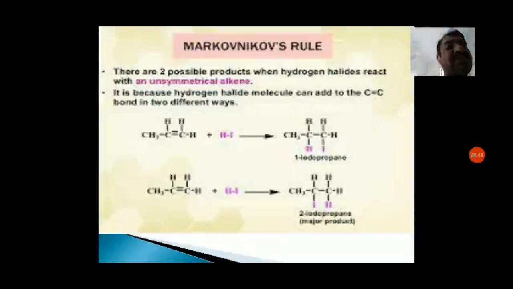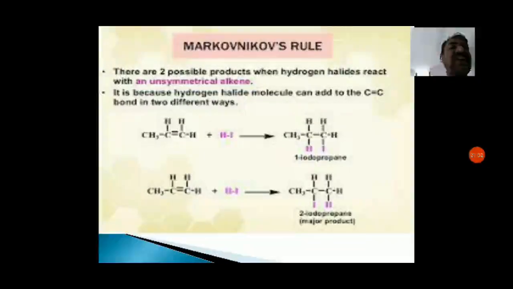There is only one hydrogen atom on the left hand side carbon atom, or the left hand side carbon atom is attached to only one hydrogen atom. The right hand side carbon atom is attached to two hydrogen atoms. Therefore, according to Markovnikov's rule, in the addition of an asymmetric reagent to an unsymmetric alkene, the negative part of the reagent goes to that carbon atom which contains fewer hydrogen atoms. So, according to Markovnikov's rule, the second product, that is 2-iodopropane, is the major product. Why? Because the iodine is attached to the carbon atom which has fewer hydrogen atoms. So this is called Markovnikov's rule.